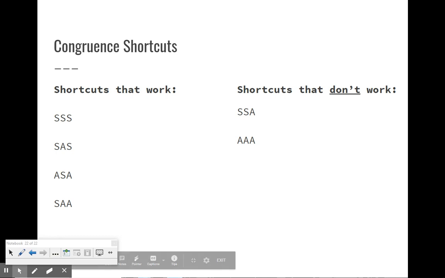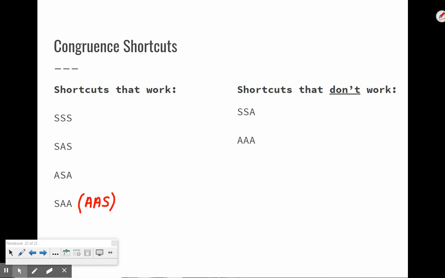All right, so here I summarized the shortcuts that work and the shortcuts that do not work. If you want to write this down, the side-angle one, you could also write it this way. But typically we write it side-angle. It's not wrong, it's just another way of writing it. So write these down if you need a little summary of the ones that work and the ones that do not work.